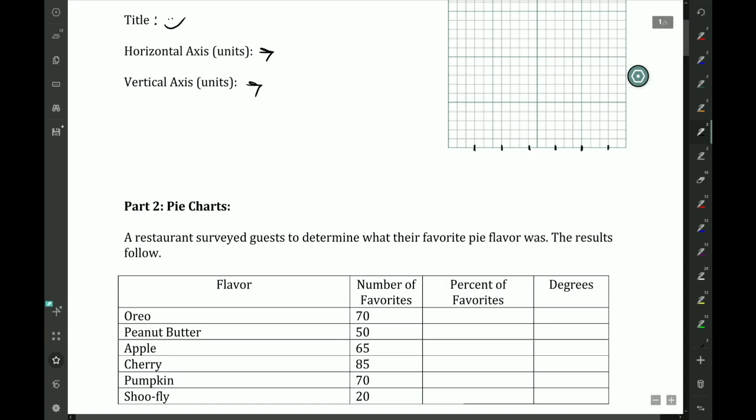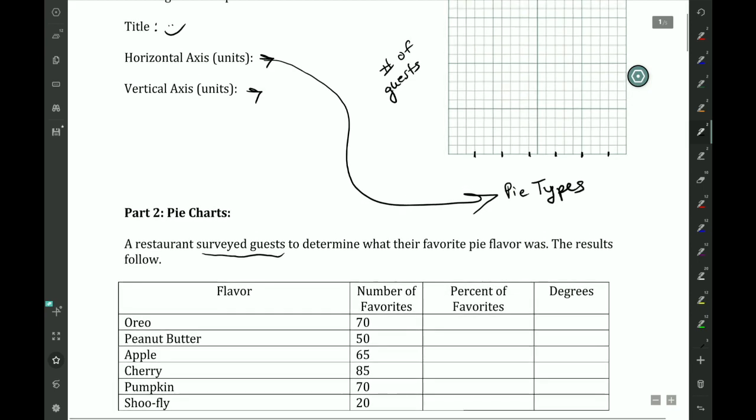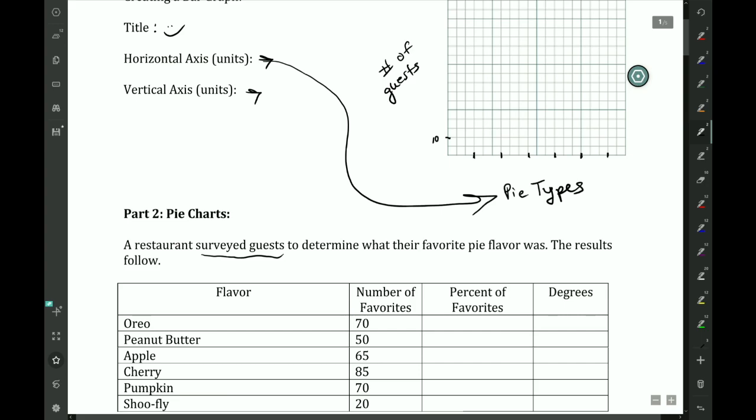Again, we want horizontal axis units, so these will be our different pie types. And the vertical axis will have the number of guests. That's just referring to the restaurant survey guests for pie. Looking at the numbers, it appears if we do every 2 is 10, that will get us our best looking graph. You do want to try and take up the most space on your graph as possible, and I believe we need to go up to about 90.